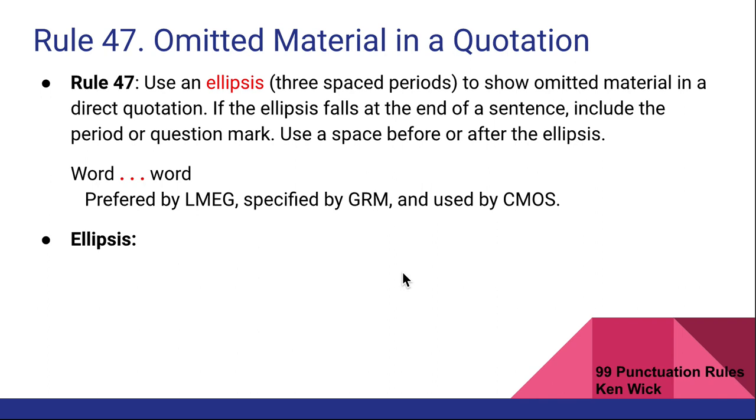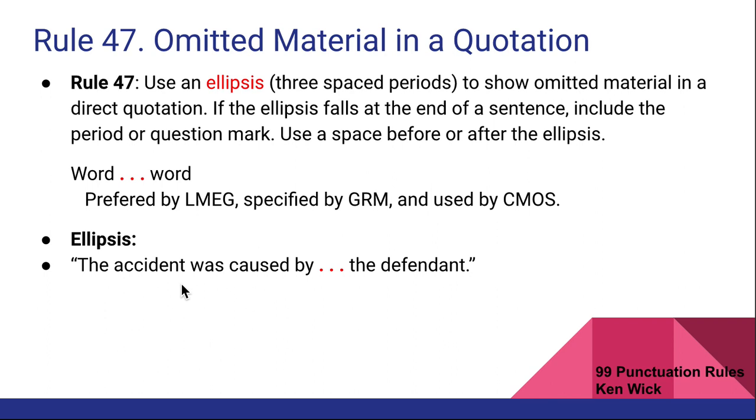So some examples of an ellipsis showing omitted material: someone could have been quoting, "The accident was caused by... the defendant." So this is showing that there was something omitted. The person said this, but they omitted some of the quote, so you put this ellipsis.